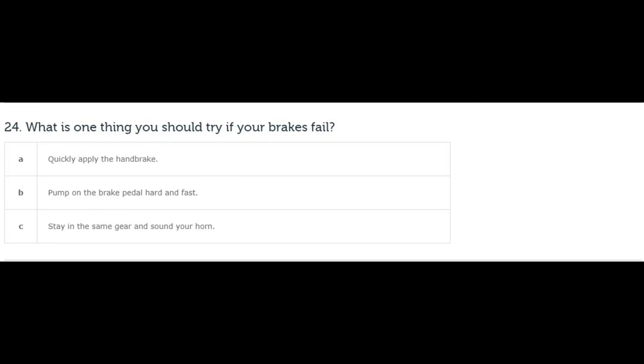Question 24. What is one thing you should try if your brakes fail? A. Quickly apply the handbrake. B. Pump the brake pedal hard and fast. C. Stay in the same gear and sound your horn.